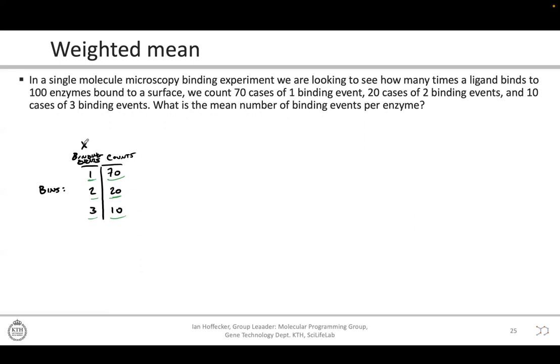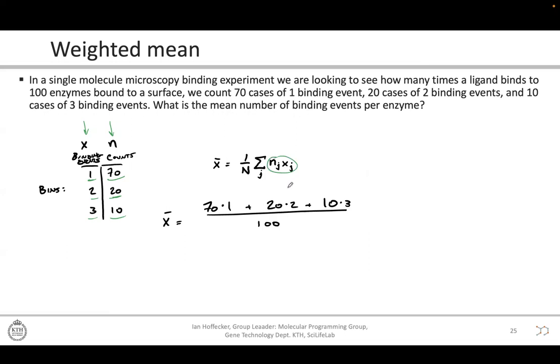Here x is our random variable, the number of binding events, and n is our frequency, or count. And here's our formula for the weighted mean. We can go through and compute this quantity for each bin: 1 times 70 for the first bin, 20 times 2 for the second bin, and 10 times 3 for the last bin. Then we divide by the n number of points that we had. If we do this, we get the arithmetic mean, 1.4 binding events per enzyme.